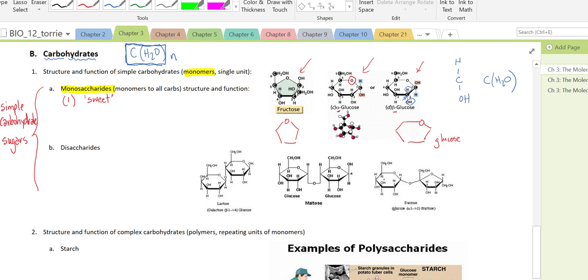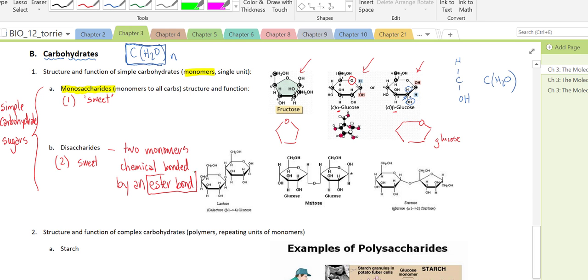And that goes for the disaccharides as well. So disaccharide, di meaning two, right? And saccharide meaning sweet. But in this case, they consist of two monomers chemically bonded together. All right. And they're chemically bonded by a very specific type of bond called an ester bond. And this ester bond is something that we need to know.